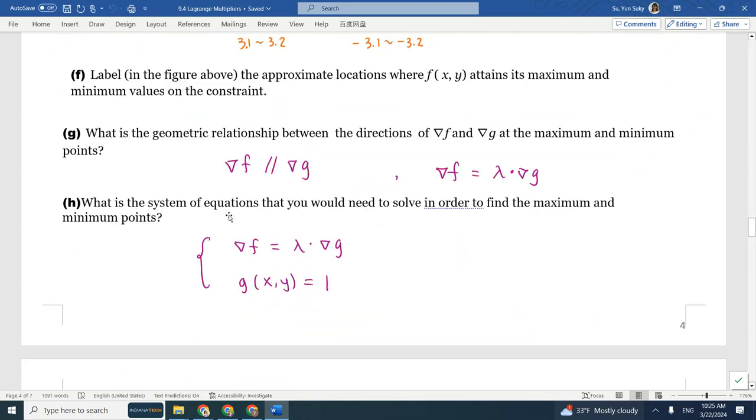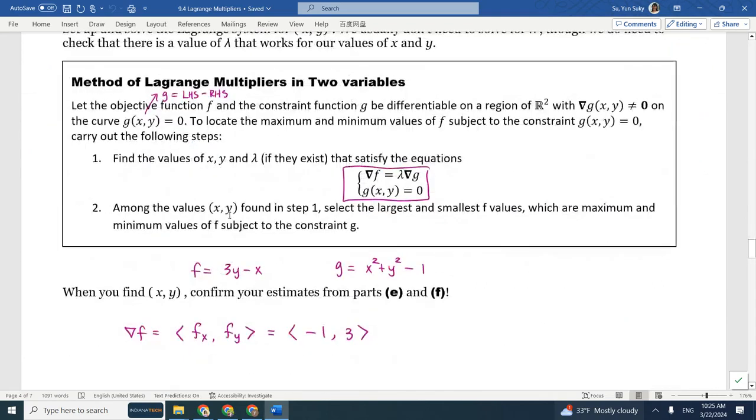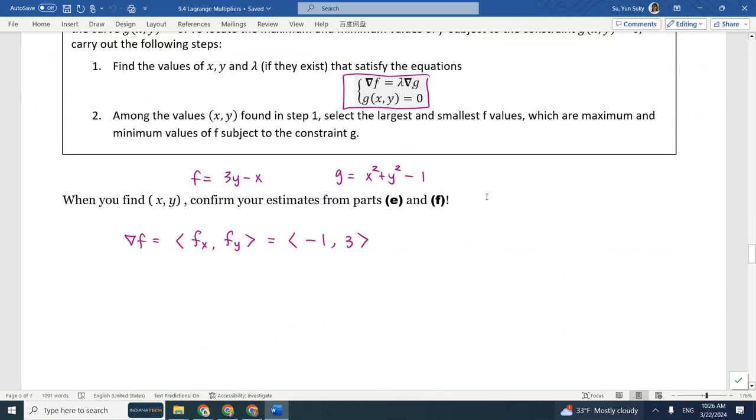Right? And that's why we spent a lot of time to figure out the Lagrange multiplier method. It's a system of equations, and you use the gradient of f equals lambda, where lambda is a real number, multiplied by the gradient of g. Because those two vectors are parallel, they're either in the same direction or in the opposite direction, so they are scalar multiples of each other. And then we want to confirm our estimates, so we actually need to solve the system.